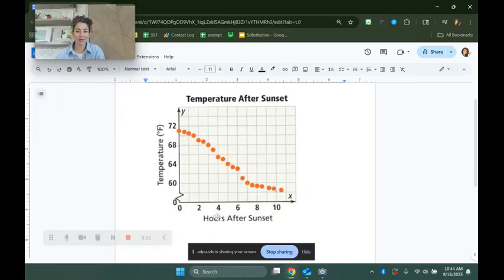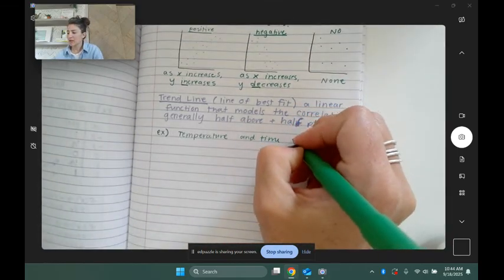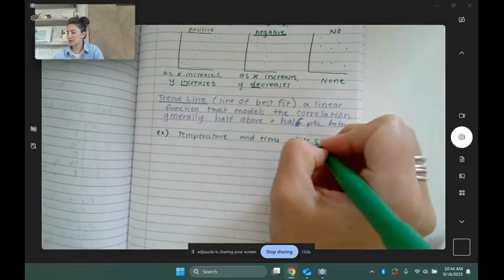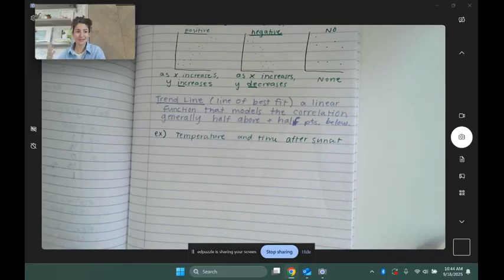This goes hours after sunset up to 10 hours later. The temperature varies from 58 degrees up to 72 degrees, going up by 2. We're going to do a little sketch of this in our notebooks. It does not have to be perfect. It makes sense that after the sun goes down, the temperature is also going down.